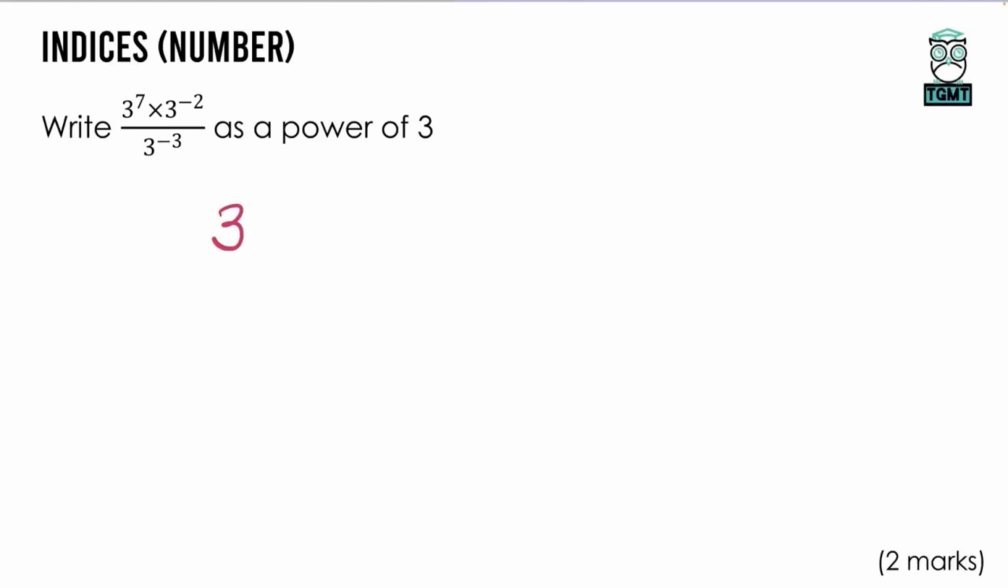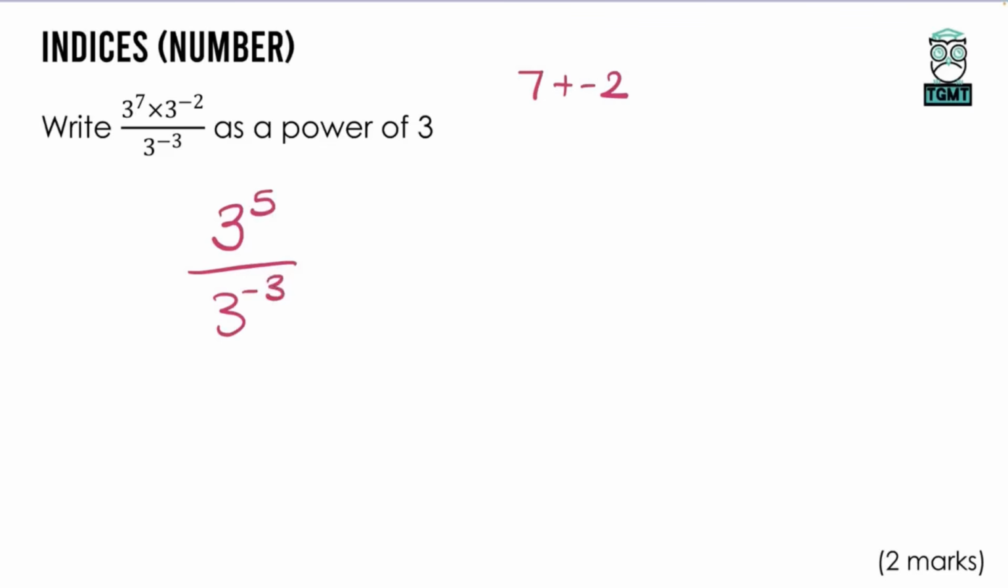And not forgetting, you can use your calculator for those negative number calculations. So we need to do 7 add negative 2. You can do that on the calculator, but it comes to 3 to the power of 5. We then have 3 to the power of negative 3 on the bottom.